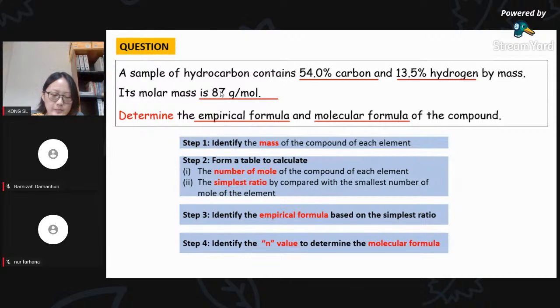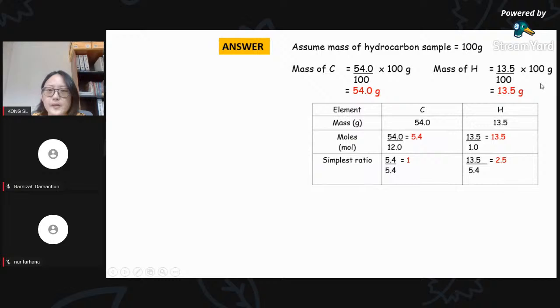Check for this question. Step 1. Identify the mass of the compound of each element. Since the given is in percentage, you can straight away use the percentage: 54%, 35%, 13.5%. You just straight away use the percentage and then find the number of mole. Then find out the simplest ratio by comparing with the smallest number and then identify the empirical formula. Okay, these are all the steps. We check the answer.